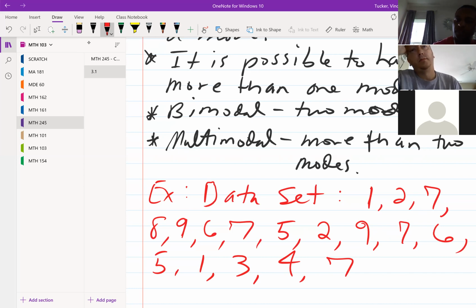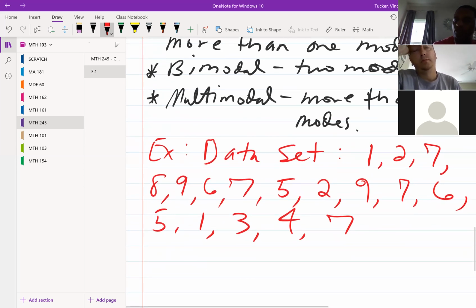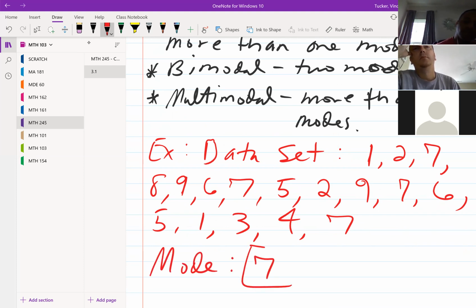Okay, so if I just had these numbers for my data set: 1, 2, 7, 8, 9, 6, 7, 5, 2, 9, 7, 6, 5, 1, 3, 4, 7, and I wanted the mode, that would just be 7. Whatever value shows up the most would be your mode.